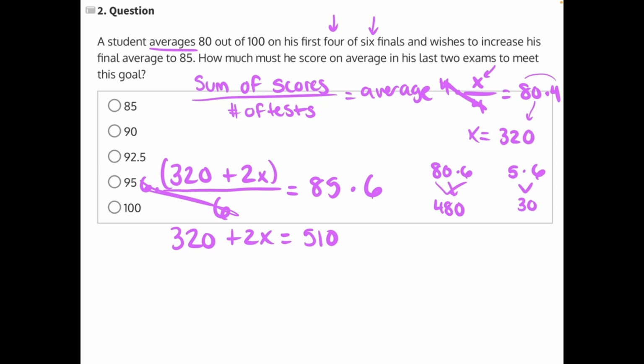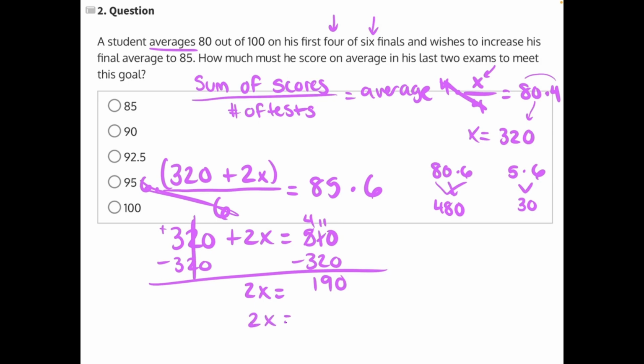Now we can continue with opposite operations. 320 is a positive number, so the opposite would be to subtract it from both sides. These cancel, leaving us with 2x equals, we'll have to borrow, 190. So we have 2x equals 190. 2 is being multiplied to x, so we need to divide as our opposite operation. These 2's will cancel, leaving us with x equals 95, making 95 our correct answer.